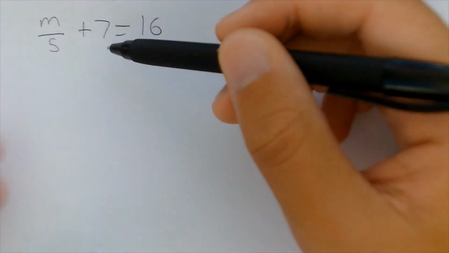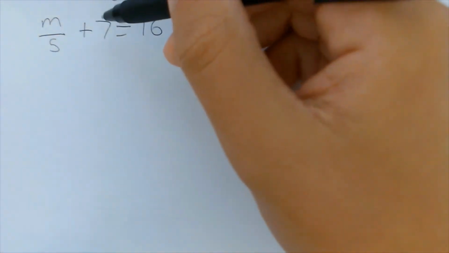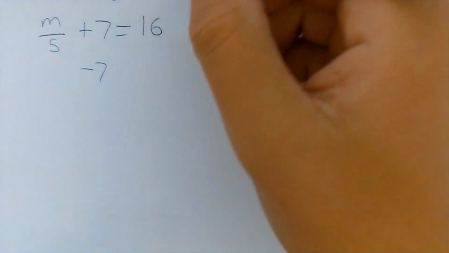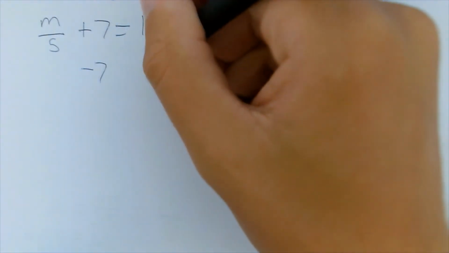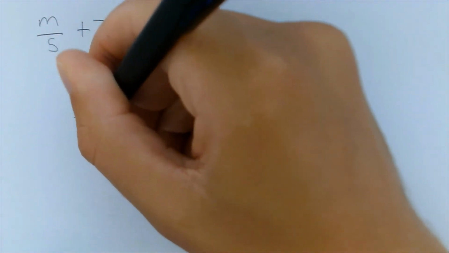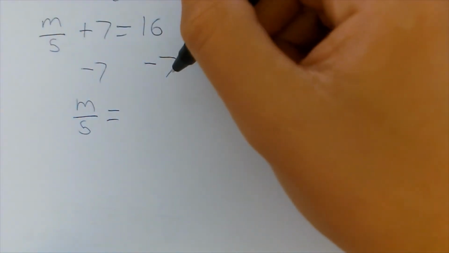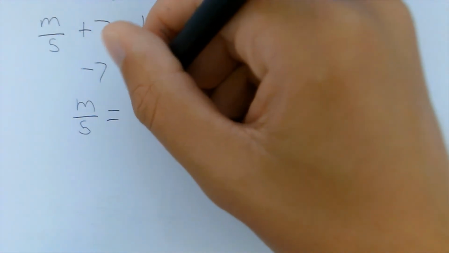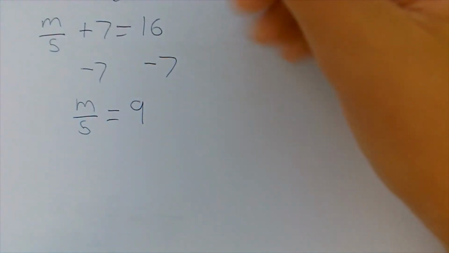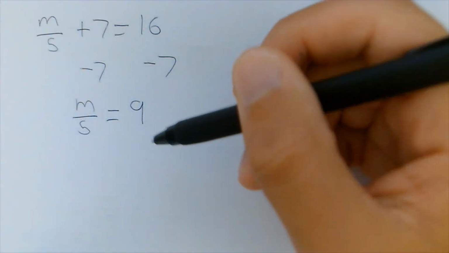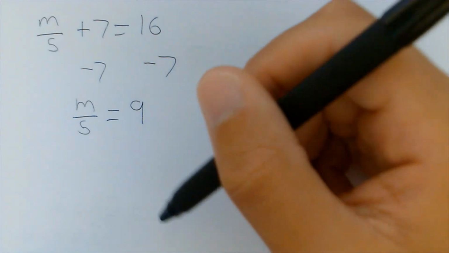So of course we start off by subtracting this 7, similar to last time. It's the last thing we did in our forward calculation, so it's the first thing we do in our backwards calculation. Take away 7 from both sides. So if we take away 7 from the left, we're just left with m over 5, and on the right do 16, take away 7, which gives us 9. So now we've got m over 5 equals 9, or m divided by 5 equals 9.